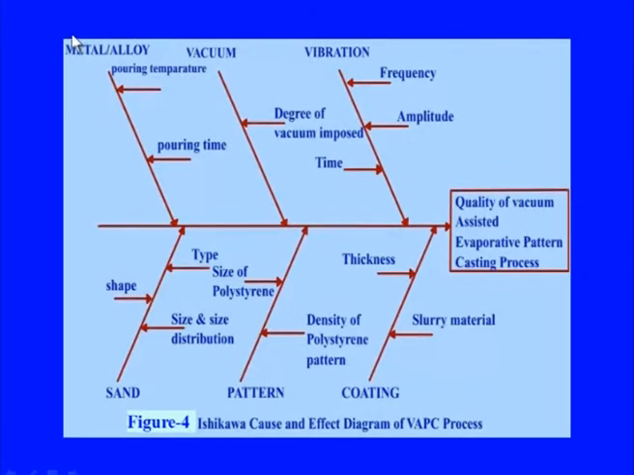These are basically the metal and alloy based parameters, then vacuum based parameters, then vibration based parameters like frequency and amplitude, then time, then the sand based parameters, shape, size and the type of the sand, etc. Then the pattern based parameters, mostly the density of the polystyrene pattern, and then coating based parameters. Here, the slurry material and the thickness are the major concerns. All these variables in different degrees affect the quality of the products produced by this process.